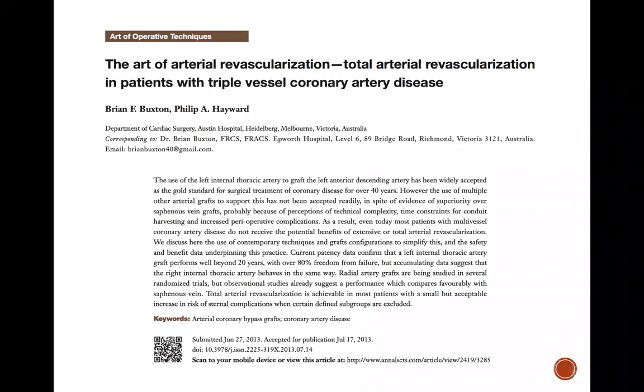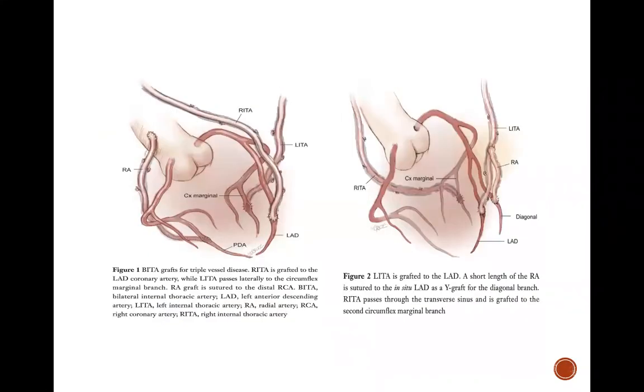About the art of arterial revascularization, or total arterial revascularization, in a patient with triple vessel disease. Multiple configurations can be done with those patients. The most important thing that I want to emphasize when you want to do total arterial revascularization, and this has been mentioned in much of the literature and is proven.